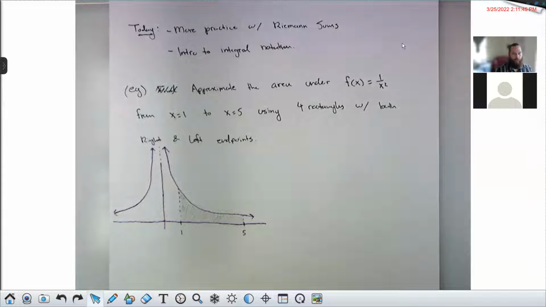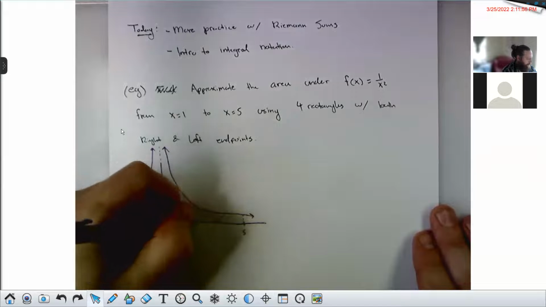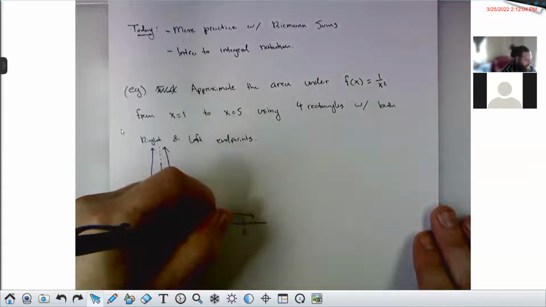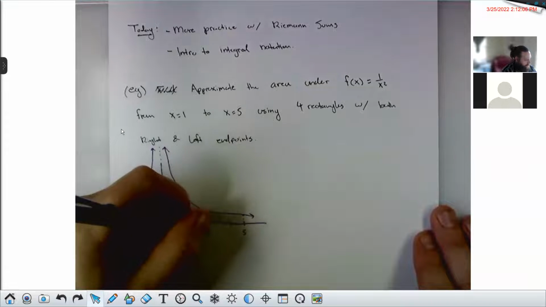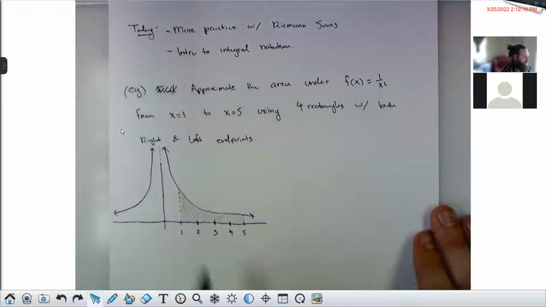And we're told to use 4 rectangles. We're going to do both right and left endpoints, so we'll have to draw this picture twice. If I come in here chopping this thing up, 2, 3, 4. And we want to use 4 rectangles. So I've got 1, 2, 3, 4 here, right?